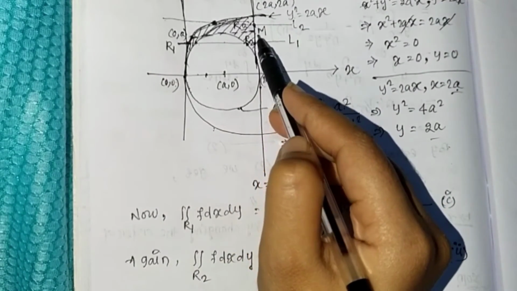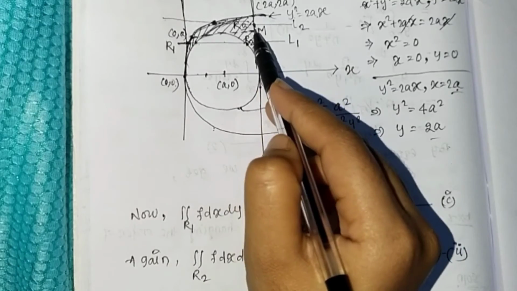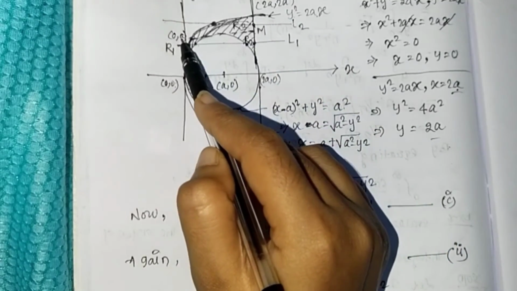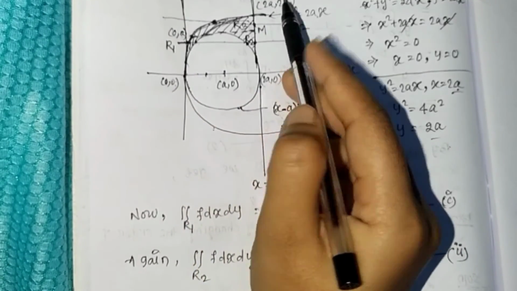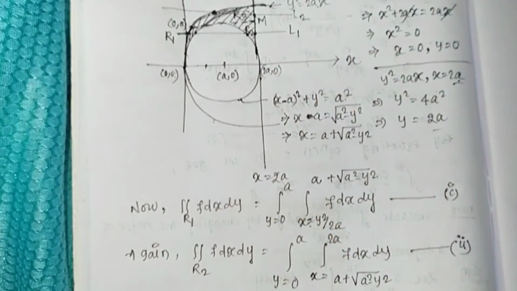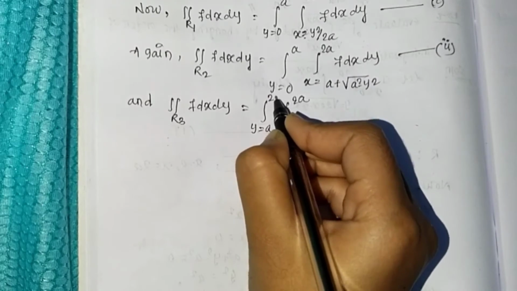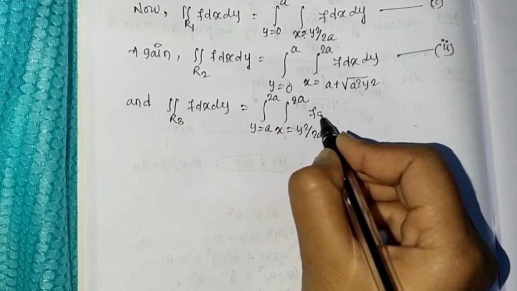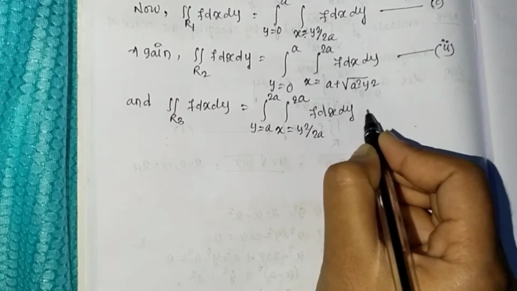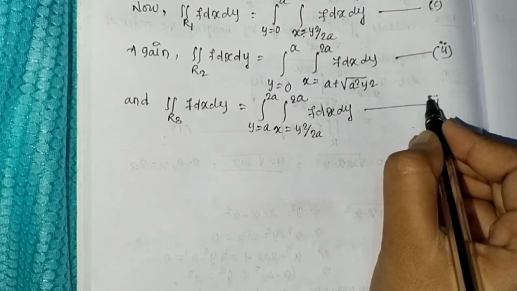And y is from this to this. So here the y limit is from a to 2a, that is our y limit. So y is from a to 2a and f dx dy. This is our equation 3.